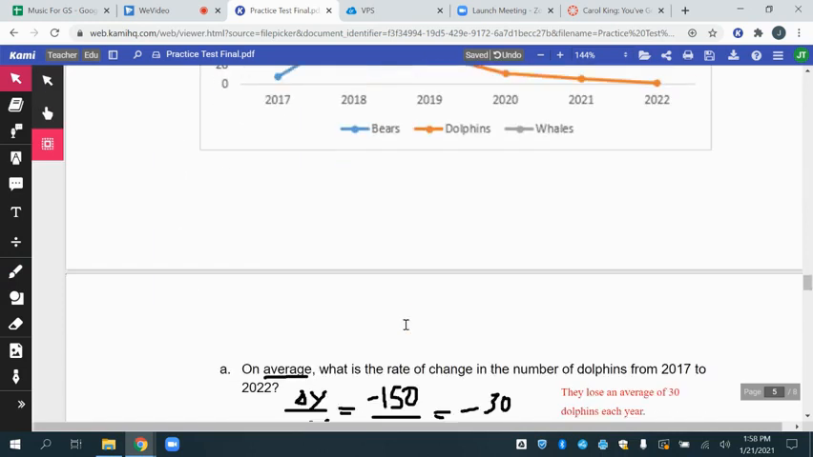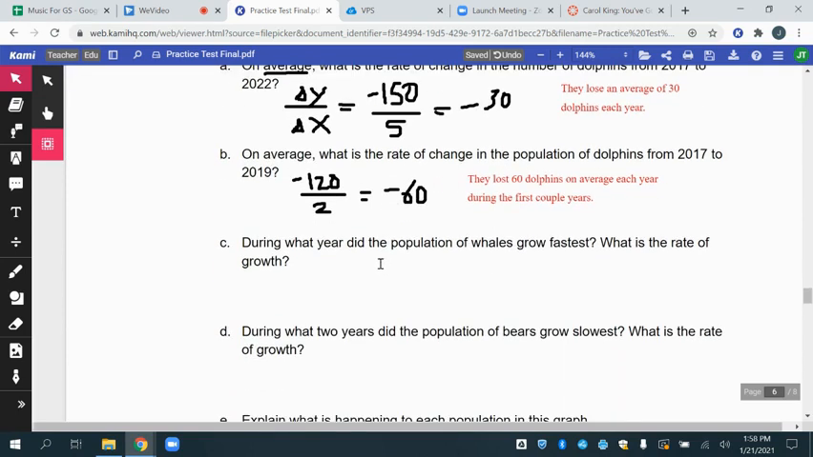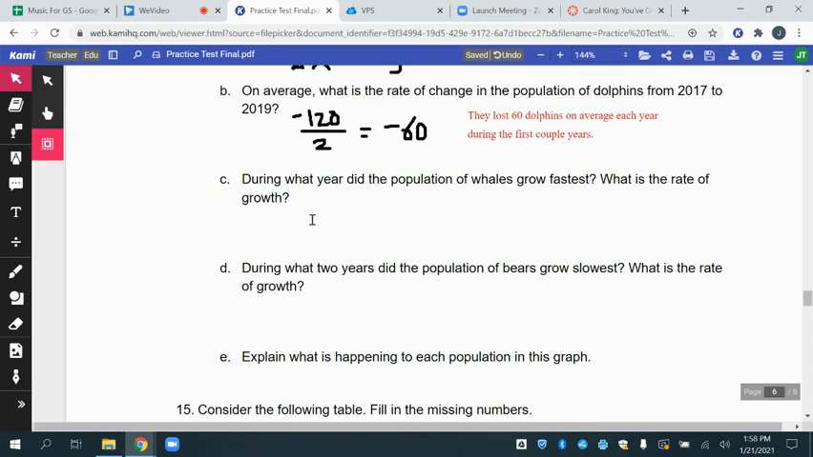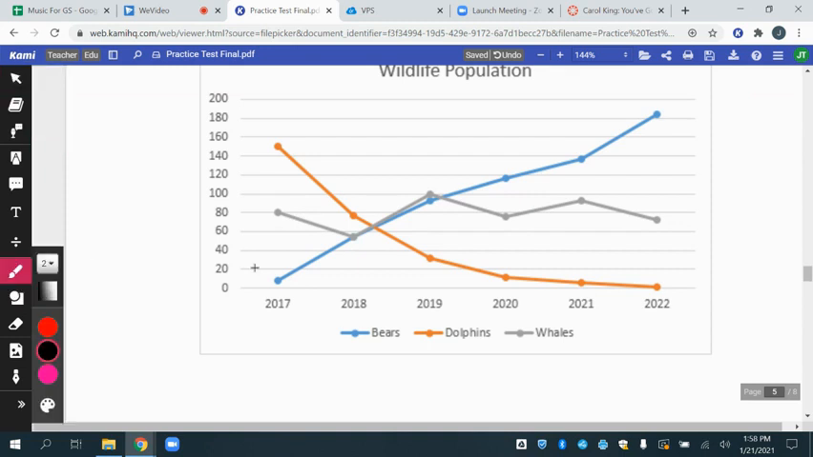Hope that makes sense. All I did was connect the 2 things that I want to find the average rate of change and find the slope. During what year did the population of whales grow fastest? What is the rate of growth? Okay, so let's take a look at our whales. That's the purple one. Clearly, this is the fastest one.